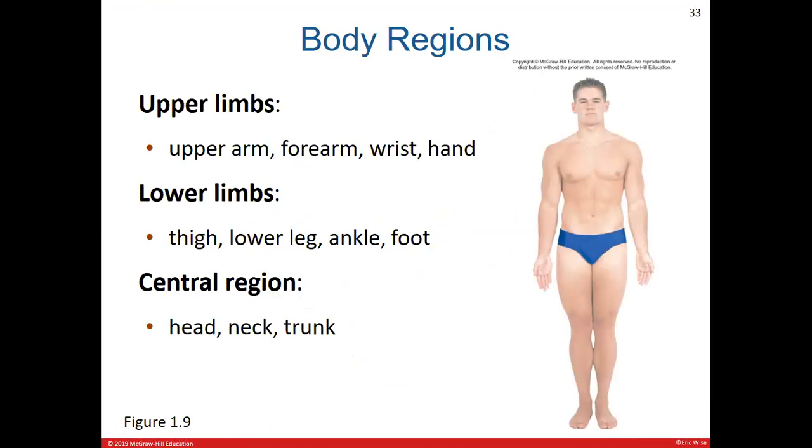Now, a couple things we'll look at. You have different body regions, and so go through and kind of study some of the vocabulary words associated with different body regions. And again, we'll see these used throughout the course. Upper limbs, the upper arm, forearm, wrist, and hand in that order. Lower limbs, the thigh, the lower leg, the ankle, and the foot. And then the central regions, the head, the neck, and then the trunk or torso.